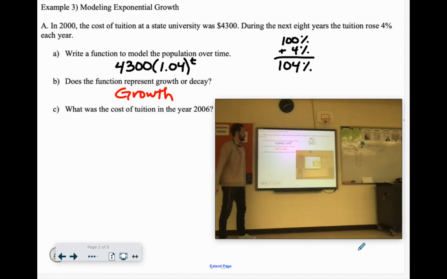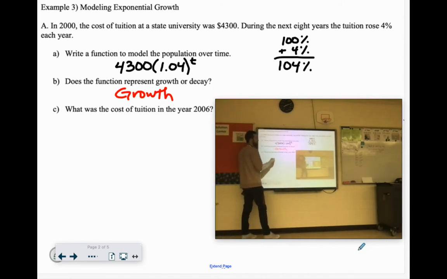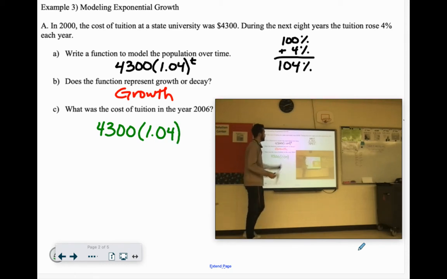What was the cost of tuition in the year 2006? Oh, great question, textbook. Thank you for your question. I would be happy to answer that question. What's going to be the exponent here? Well, it started in the year 2000. Now we're doing the year 2006. That's 6 years later, so that would be our exponent.